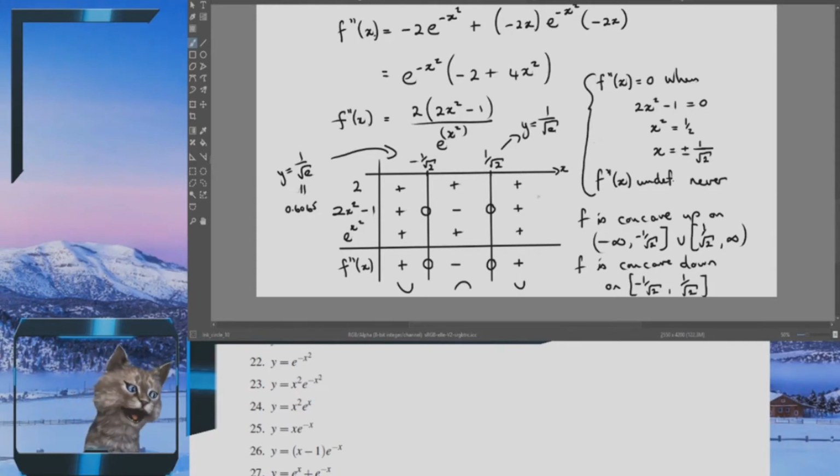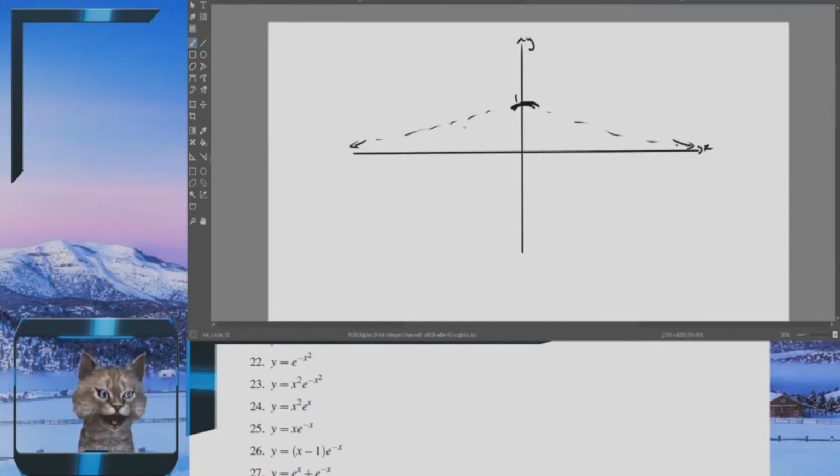Alright. So, do I have an inflection point here? Yes, they're points. The concavity changes, so there are inflection points at these x values. Let's see where this sits. So it's 0.6, right? Let's suppose it sits over here and here. So this is 1 over root 2. This is negative 1 over root 2. And this is 1 over root e.